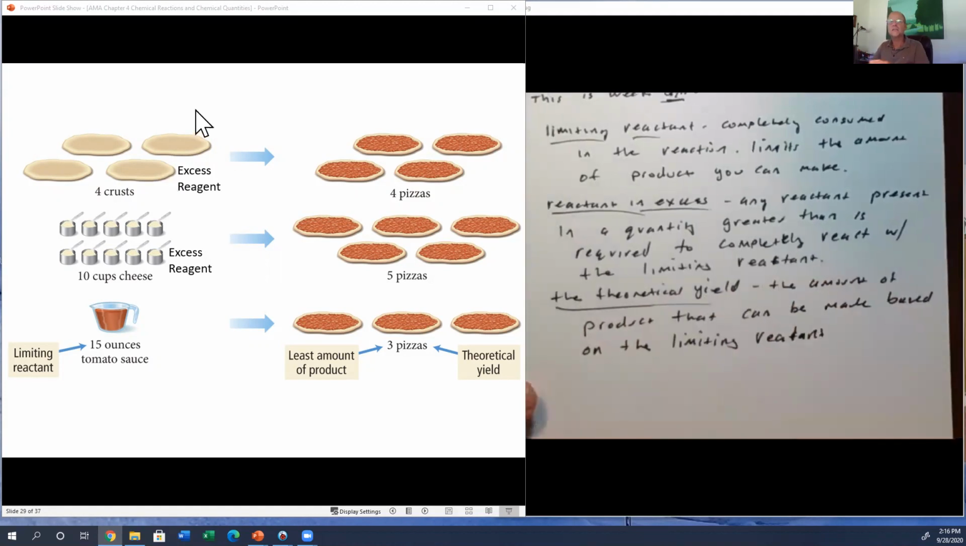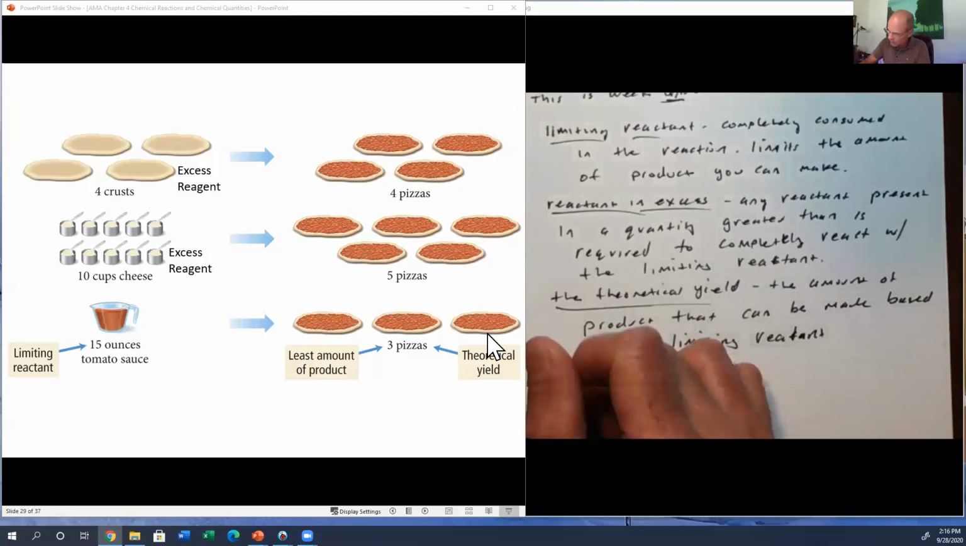Right, so in this analogy, the theoretical yield is 3 pizzas. Theoretically, with the reactants that I have, I can make 3 pizzas, right? So that's the theoretical yield. Now, you don't always get the entire theoretical yield, even when you're making pizza. Let's say you put the pizzas in the oven and you accidentally put one on the bottom shelf too close to the burner and you don't preheat your oven, so the bottom pizza burns. So instead of getting your theoretical yield, you get your actual yield, which is only 2 pizzas in this case instead of 3. So the actual yield.